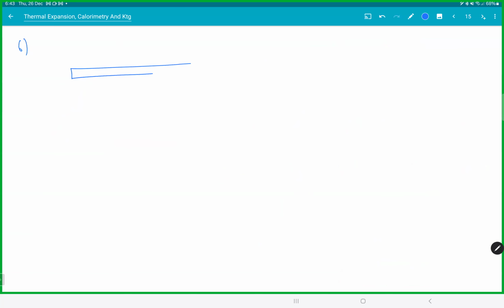We got a rod here. X is equal to 0, X is equal to L. Initial temperature is 100 degrees Celsius. Case 1. The coefficient of linear expansion is alpha naught into T. It's not constant. Alpha naught is constant and T is the temperature. Meaning when the temperature increases, alpha increases, so this rod will expand more and more with temperature. T is temperature in Kelvin.